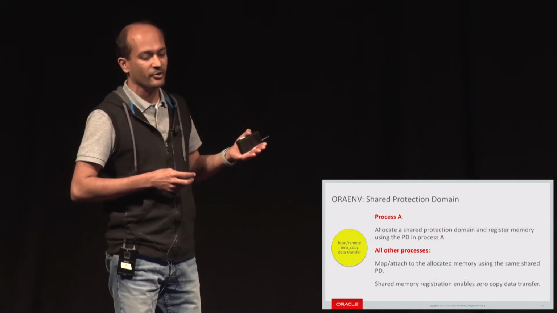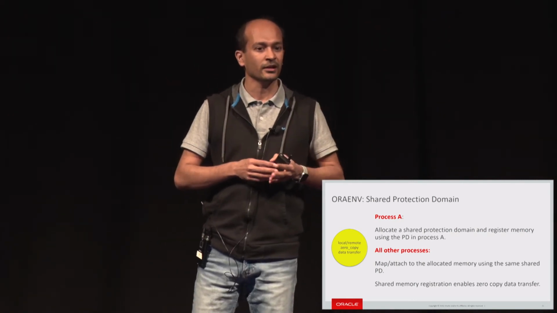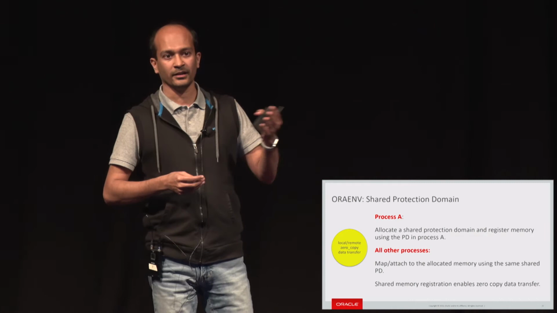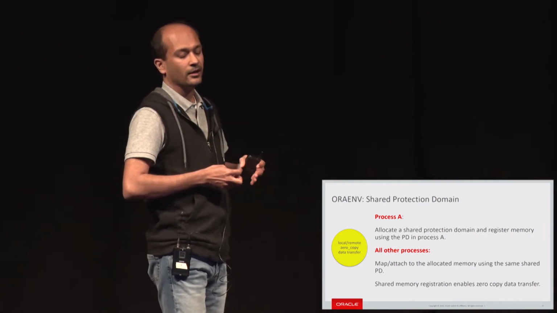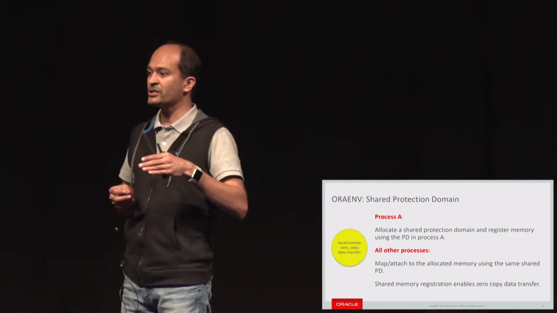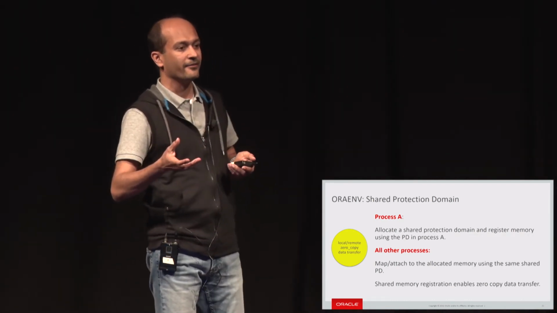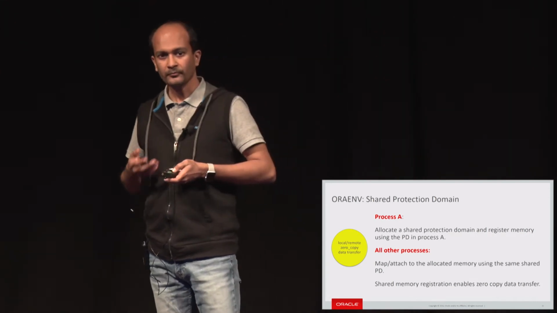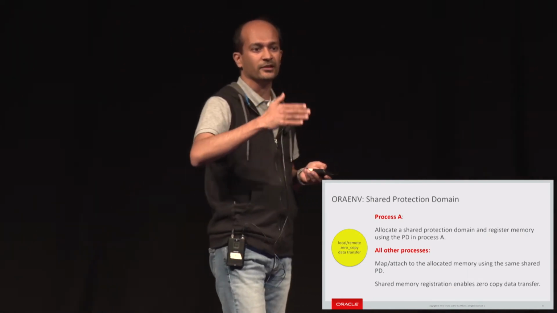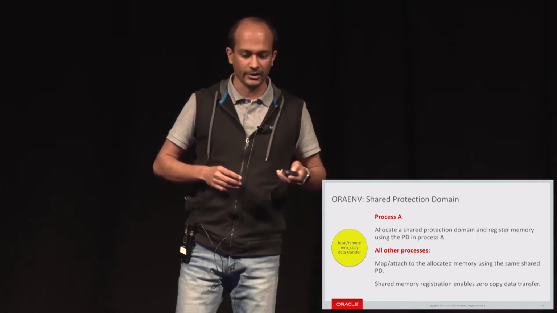So you have a first process which allocates a shared protection domain and then registers the memory using that protection domain in that process. And then all other processes that are attached to the same SGA or MGA regions can map and attach to the memory, and then they can use the same protection domain for their registrations and so on. So with this model that we have, we can enable zero-copy data transfer for SGA and MGA memory, which is sort of pre-registered as part of our database startup when we have background processes that do those tasks.